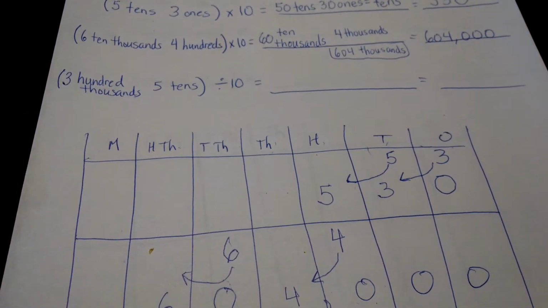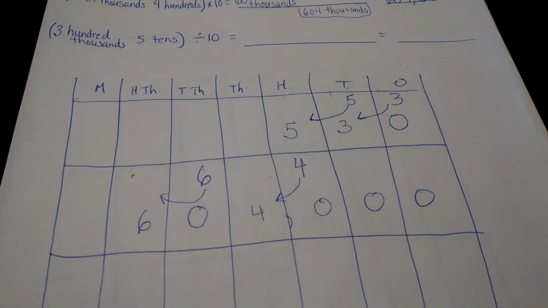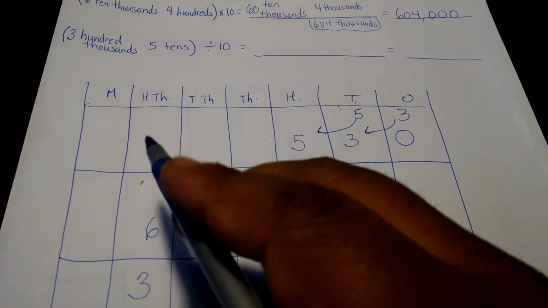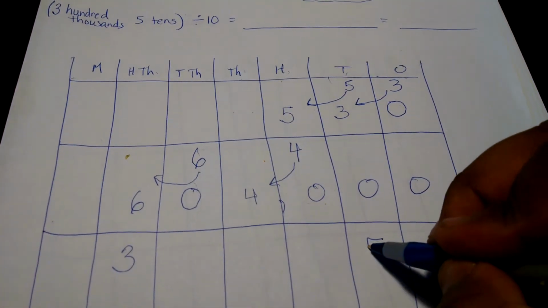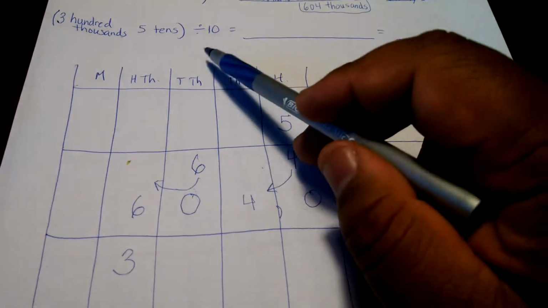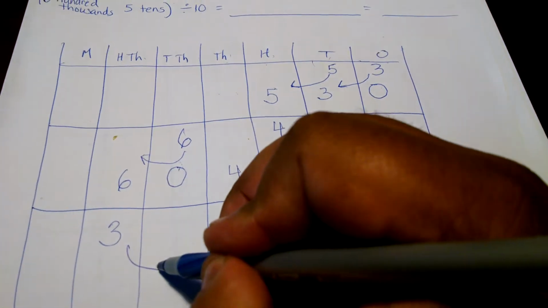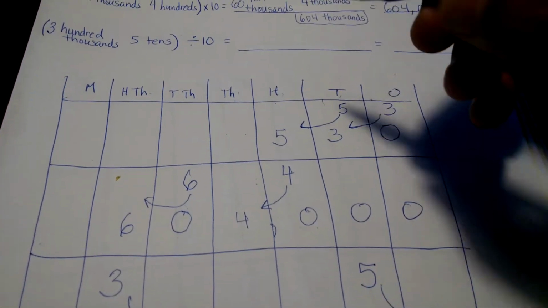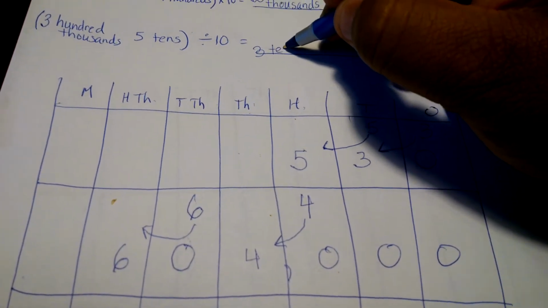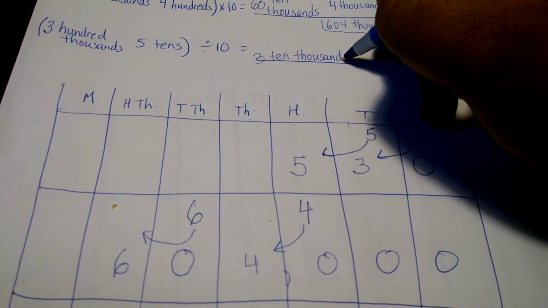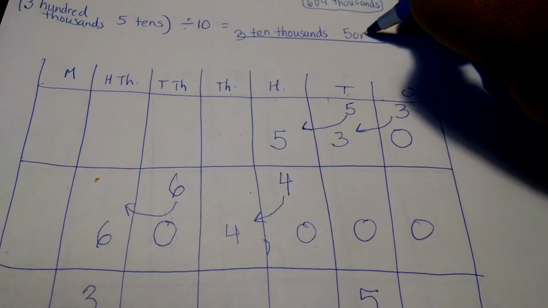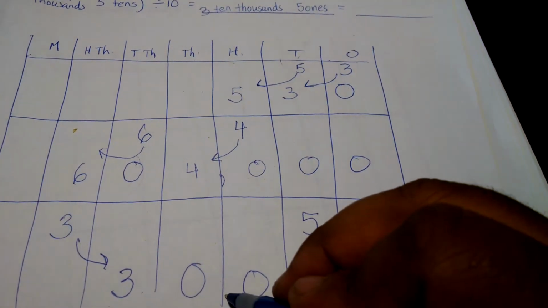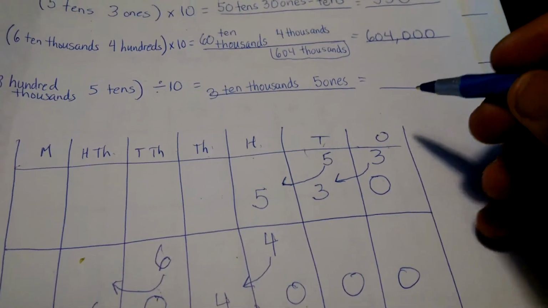So now I have 300,000s, 5 tens, divided by 10. So I'm dividing this time. 300,000s, that's here. And 5 tens, that's way over here. Now I divide by 10, so all my digits shift to the right. So I have 3 10,000s and 5 ones. And I just fill in my placeholders. So that is 30,005.